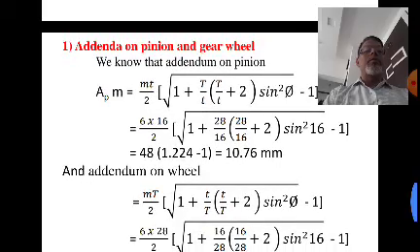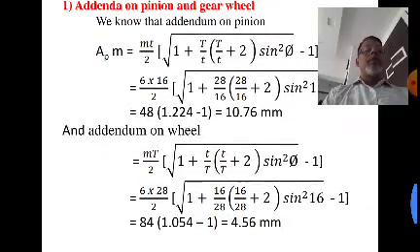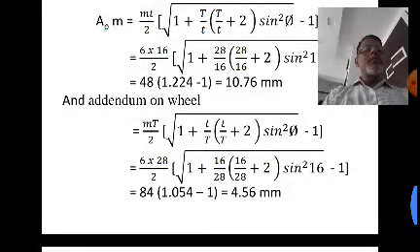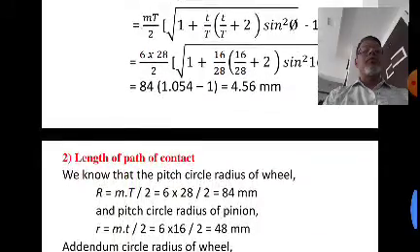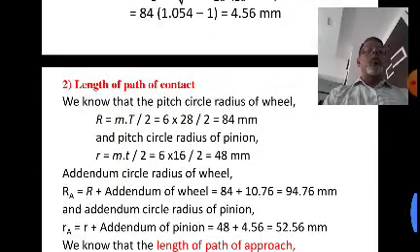it is 10.76. Similarly, addendum on the wheel, the equation is small m into capital T divided by 2 inside the under root sign 1 plus this equation minus 1. You just substitute the value, you will get addendum on the wheel is 4.56. That is your first answer. Then the length of path of contact.